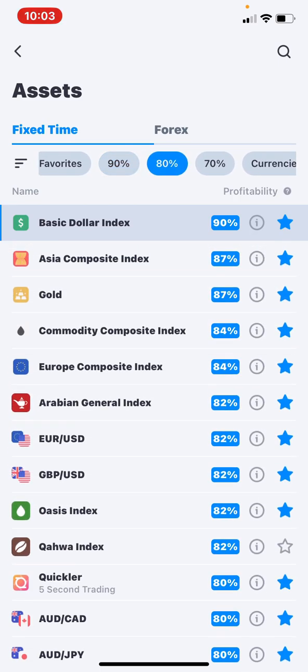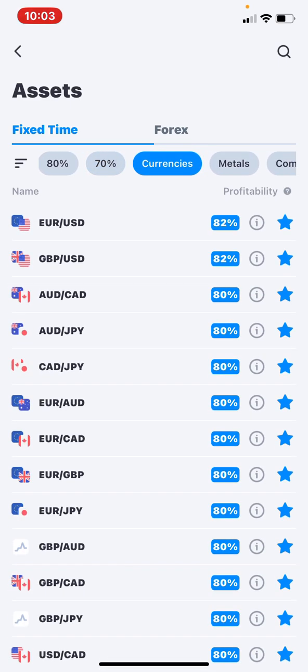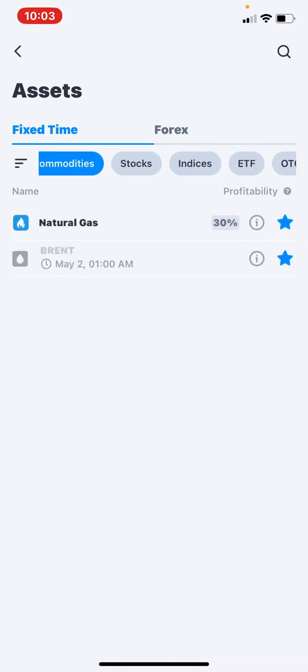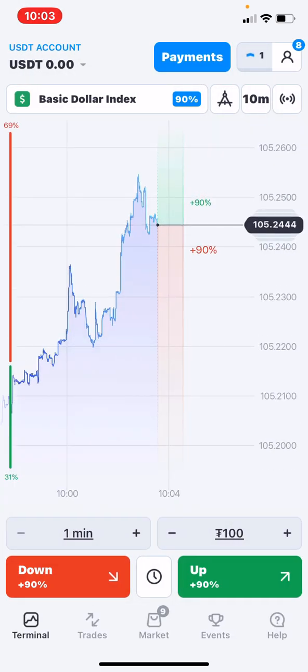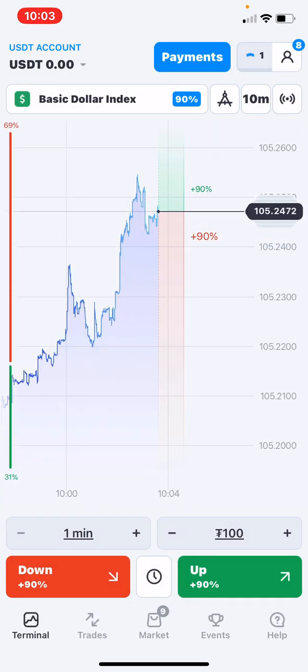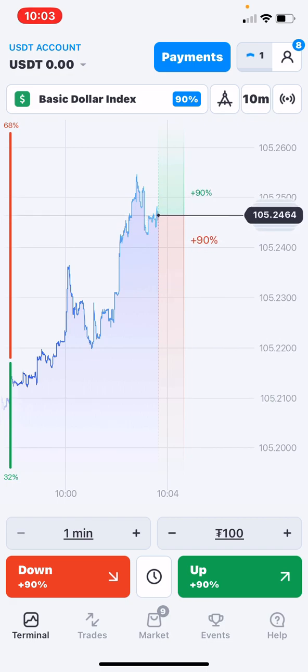80%, you'll be getting 80% of capital if you trade on the asset. 70%, you get 70% of the capital if you trade on the asset. And you have currencies, metals, commodities, stocks, and all of that. Now the one beside the 90%, you see some triangle here.